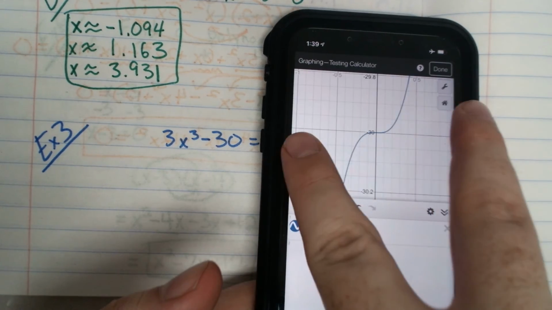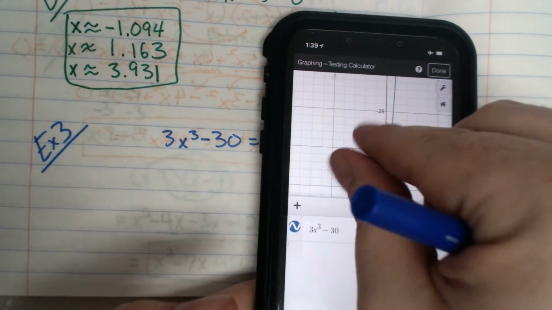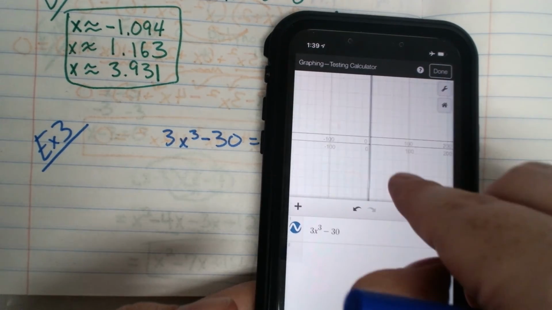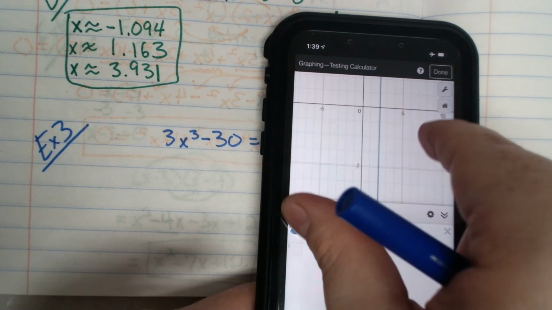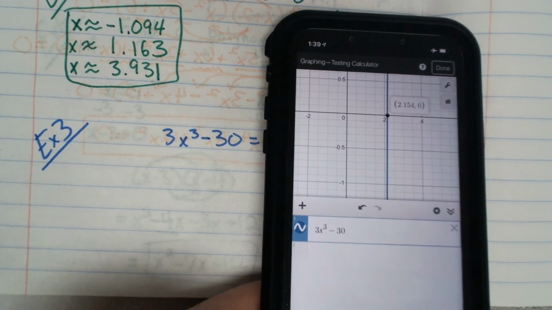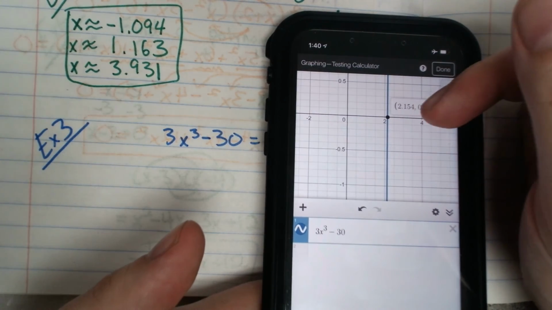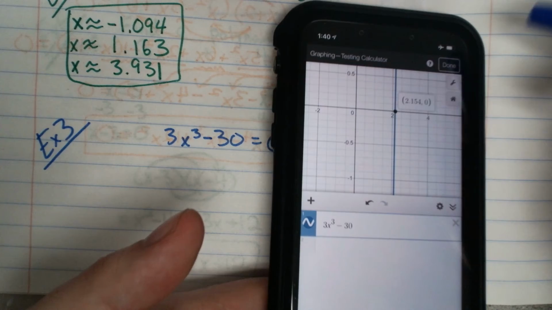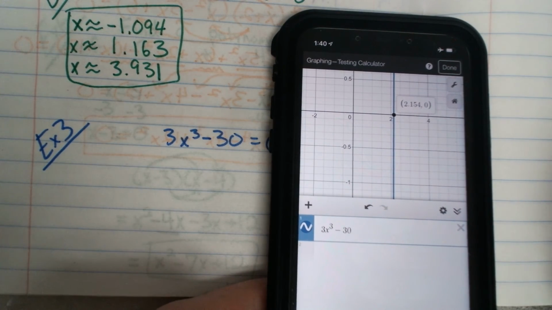And all I seem to have, where did I go? I went too big. We want to go to the x-axis here, and I only seem to have 1 zero that occurs at about 2.154. So there are either repeated ones, so we could have some multiplicities in there, or imaginary solutions to this one. But the only one I'm seeing is about 2.154.